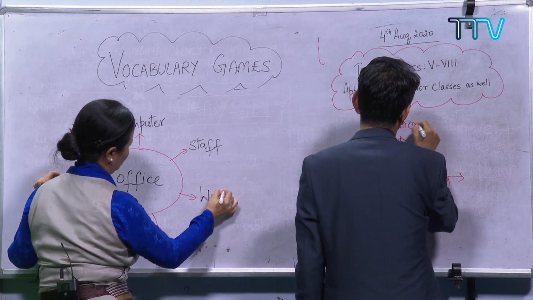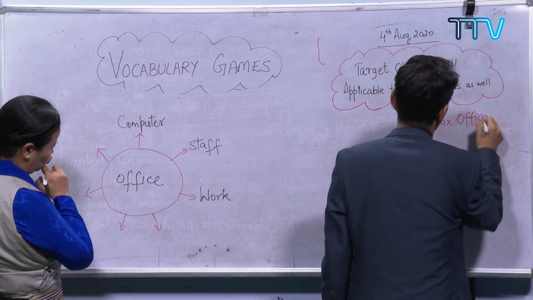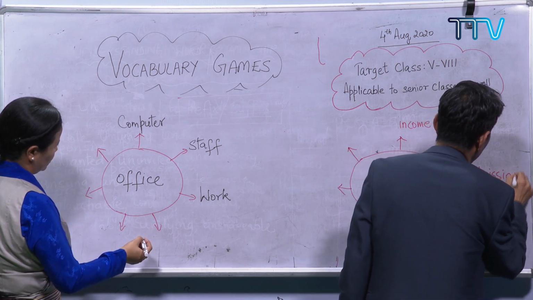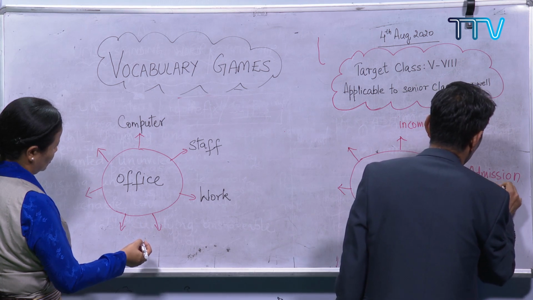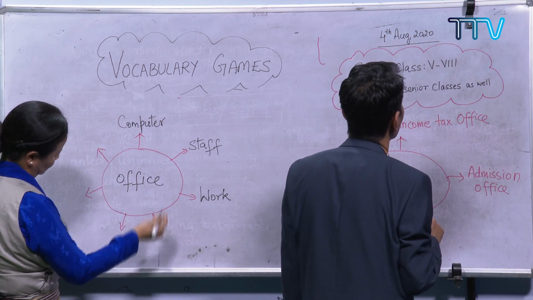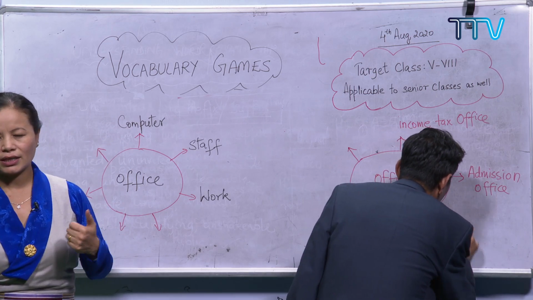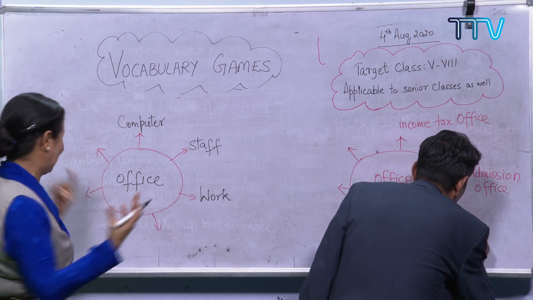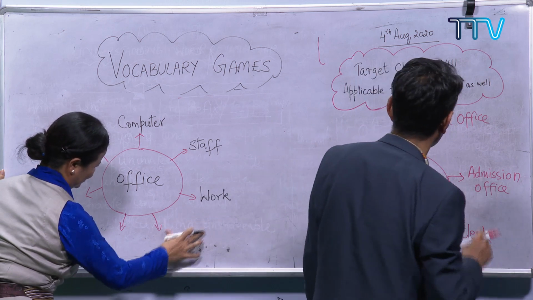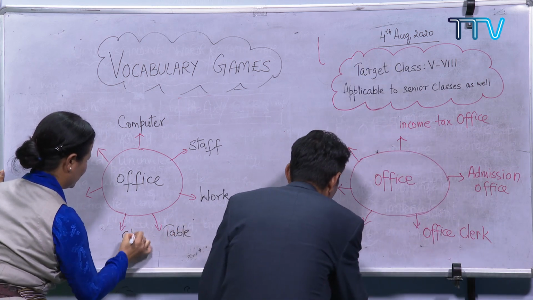Income tax office. Admission office. What should I write? Office clerk, computer, staff, work. What else do we find in an office? Desk, table, right? I can think of the table, chair. Reception office.